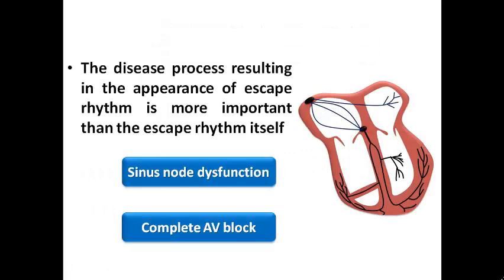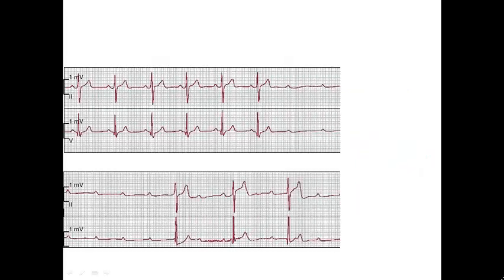And always we should remember that the disease process resulting in the appearance of escape rhythm is more important than the escape rhythm itself. So it is not just a diagnosis to mention that the patient has escape junctional rhythm or escape idioventricular rhythm, but you should comment whether it is caused by sinus node dysfunction, in which I would not see sinus P wave, or it is caused by complete AV block, for example, in which I would see sinus P waves, but they are dissociated from the complex. So escape rhythm is not a disease itself, it is a manifestation of another disease, which is either sinus node dysfunction or complete AV block.